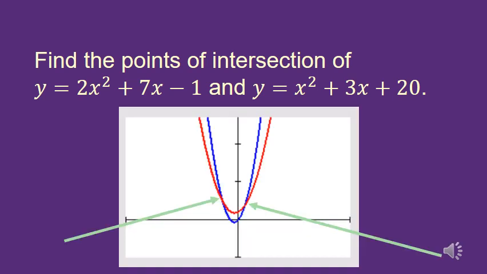So the key idea here is you're looking at a couple of parabolas. And those parabolas are going to cross over each other somewhere. In this case, they cross at a couple of different places. And that's going to end up being the points of intersection. So I'm trying to figure out where do those parabolas cross.